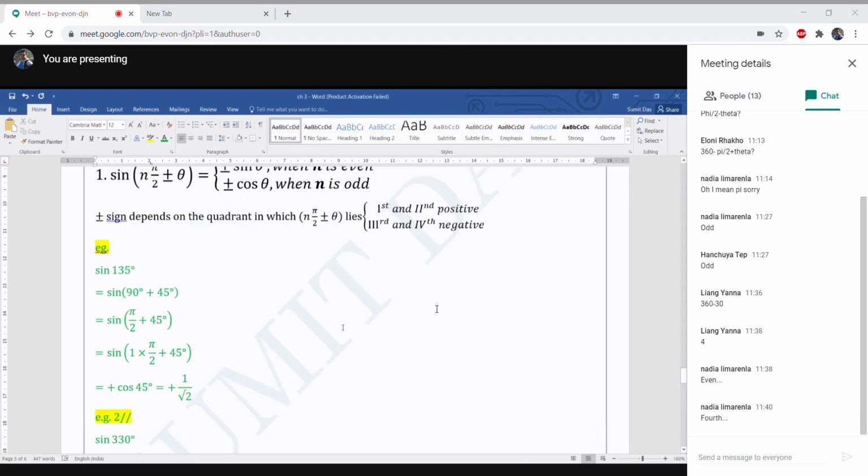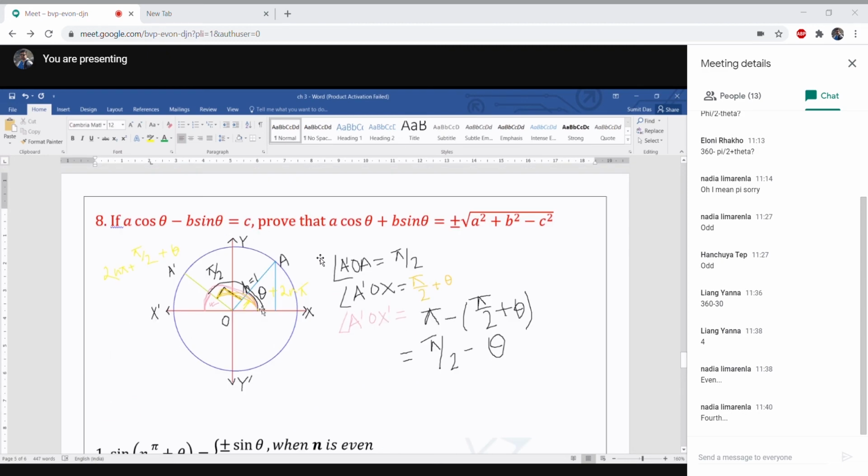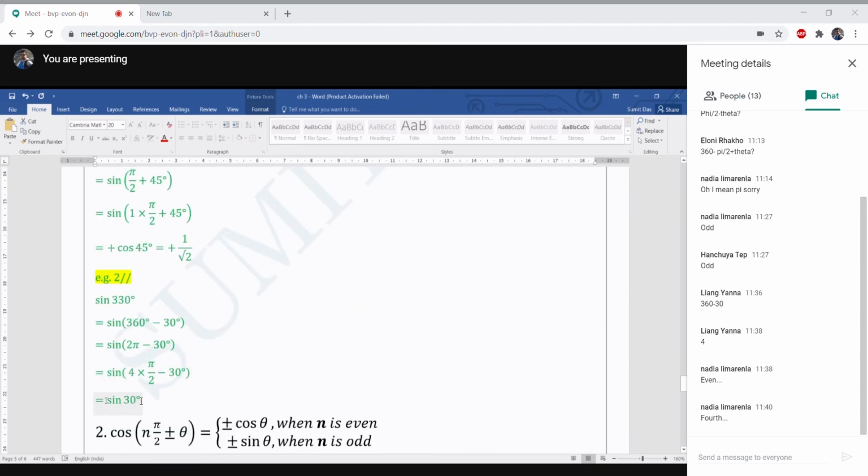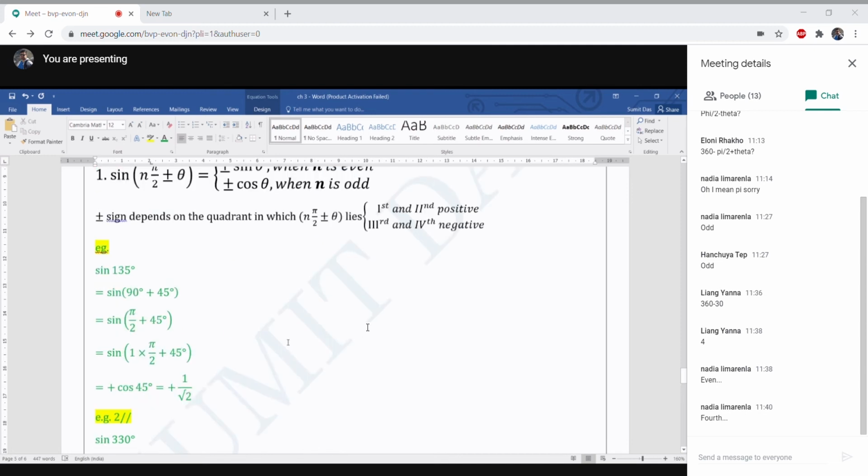Yeah, fourth quadrant. Why? Look, first quadrant is 90, pi by 2. Second quadrant is 180, pi. Third quadrant is 3 pi by 2, that is 270. And fourth quadrant is 2 pi, so 270 to 360 degree. So it is in the fourth quadrant. So in the fourth quadrant, is sine positive or negative? In the fourth quadrant sine is negative, right?